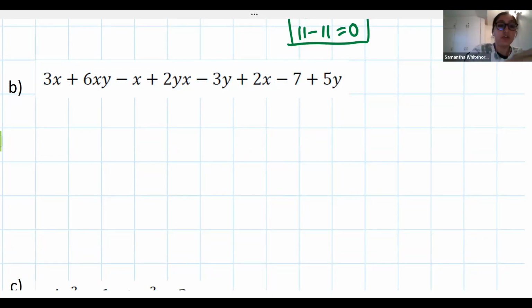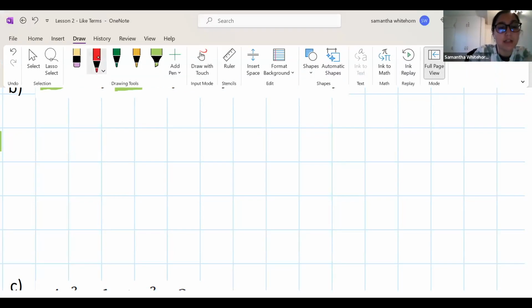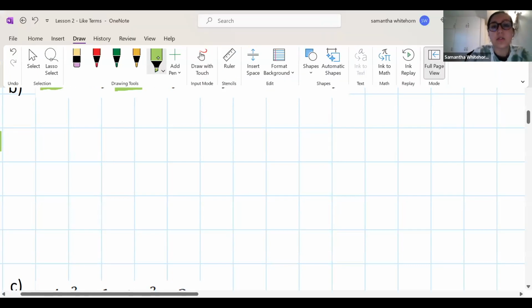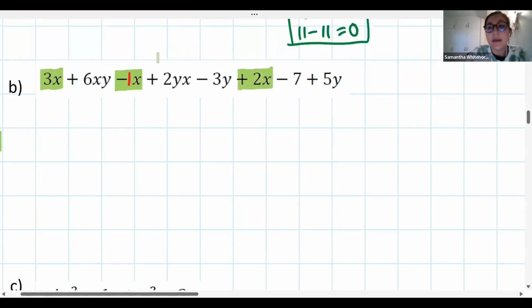So if I look at my first term, this is a term that contains only an x. So I now want to find all of the terms in this expression that only have one single x in it. So here's a negative 1x. Please remember that there is an imaginary or invisible 1 in front of that x. We also have a positive 2x, but that's it. Those are the only terms that have x only in there. So that is one group of like terms that I can add or subtract.